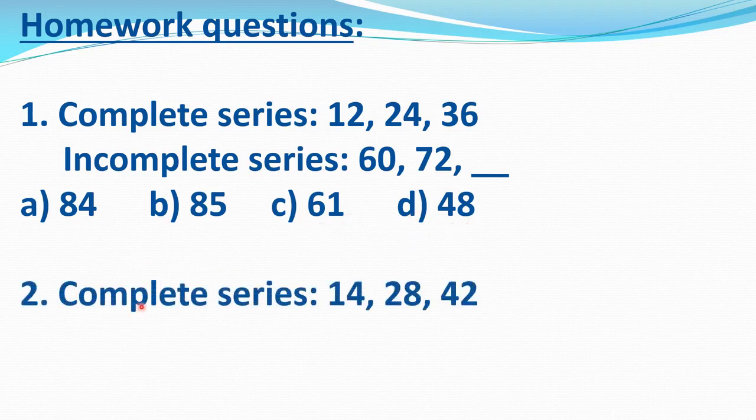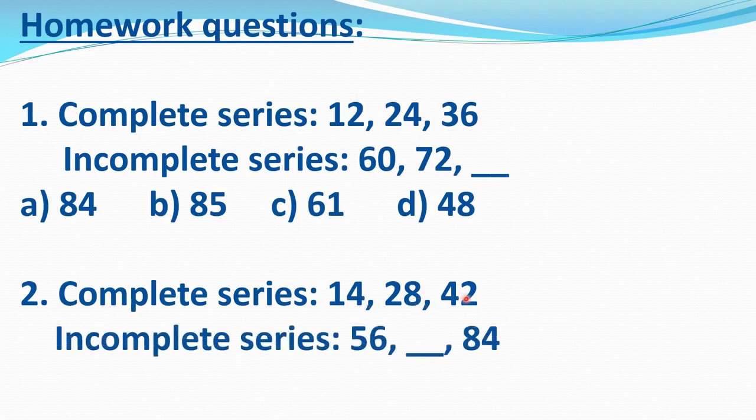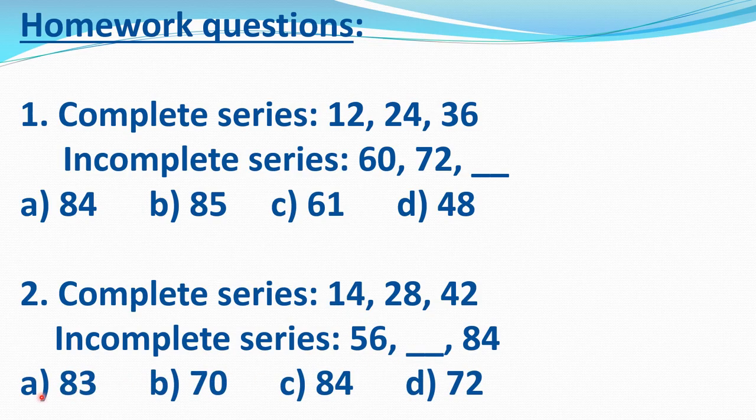In question number 2, the complete series is given as 14, 28 and 42, and the incomplete series is 56, dash, 84. So again you have to find the difference first of all, and then fill this blank. And our options are A 83, B 70, C 84 and D 72.